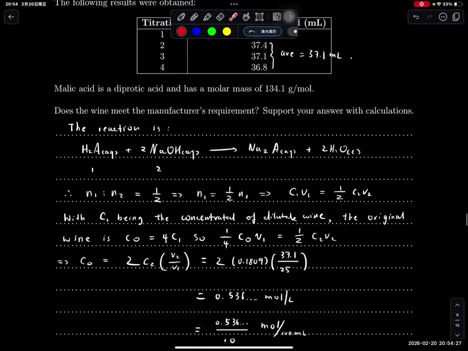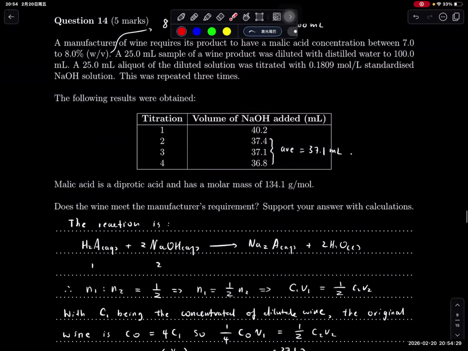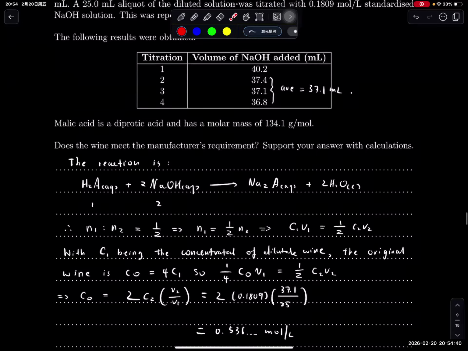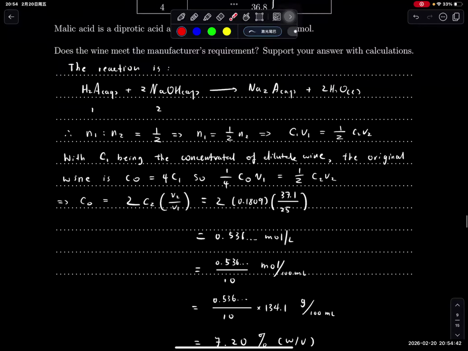Okay, so just write down your chemical reaction, and they tell you that malic acid is a diprotic acid. You don't know the chemical equation. They're giving you the molar mass, so you just write it as like H2A or something to just express it. Okay, and then the rest of it is pretty straightforward.